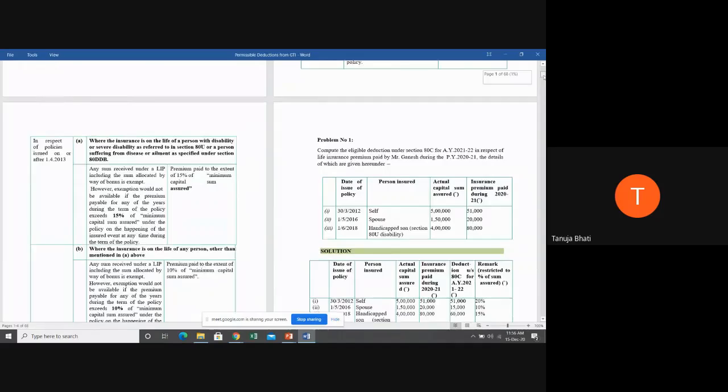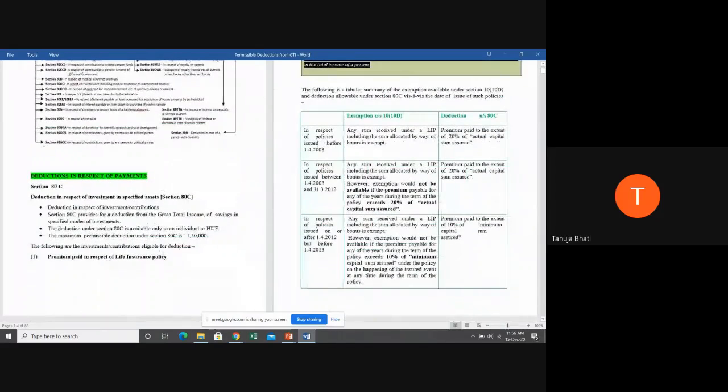So I'll quickly first revise this. If any person is paying premium in respect of a life insurance policy, you will get a deduction. Deduction is available only to an individual or HUF. Individual, if he takes a policy for himself, he is getting a deduction. If he is taking it in the name of the spouse, still he is getting a deduction. If he is taking the life insurance policy in the name of the children, whether major or minor, still he is going to get a deduction.